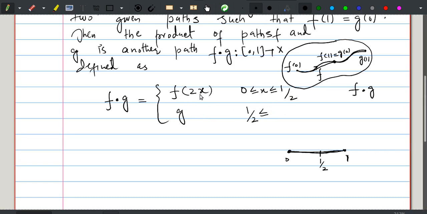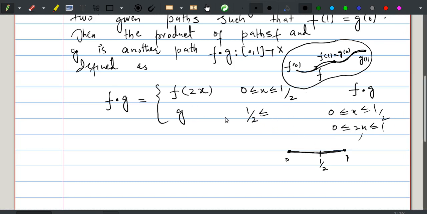2x goes here as an argument of f, because by normalizing this interval, I mean we have to rescale it from 0 to 1. While rescaling this interval from 0 to 1, if 0 is less or equal to x is less or equal to 1 by 2, this means 0 is less or equal to 2x is less or equal to 1. So that is why this 2x goes here.